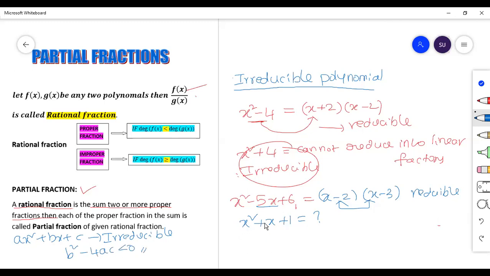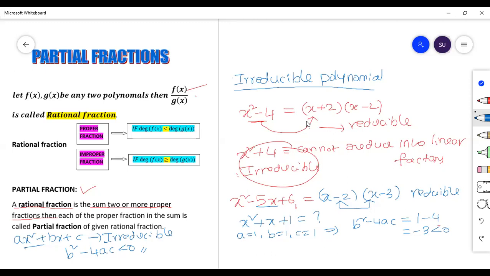Check it out. Here, compare with ax square plus bx plus c: a is 1, b is 1, c is 1. So clearly here b square minus 4ac, that is 1 square minus 4, which is minus 3, is less than 0. That means we cannot reduce it. So simply remember: a quadratic polynomial is irreducible if its discriminant is less than 0. Please remember this point. So this is about irreducible polynomials.